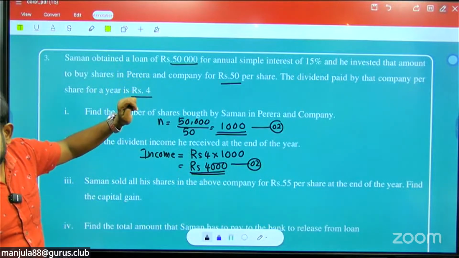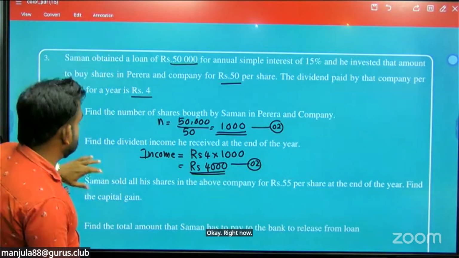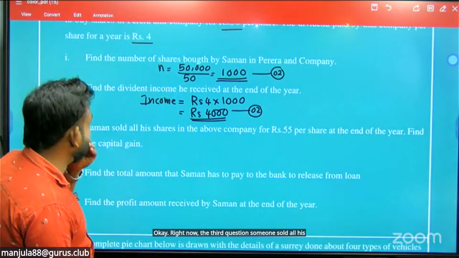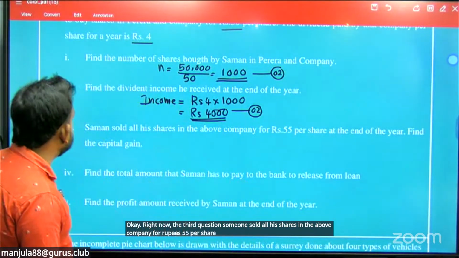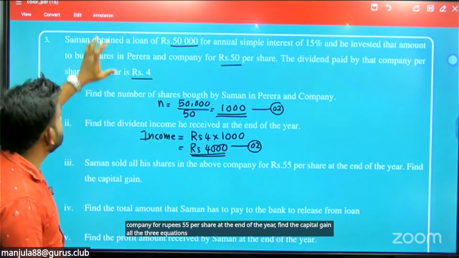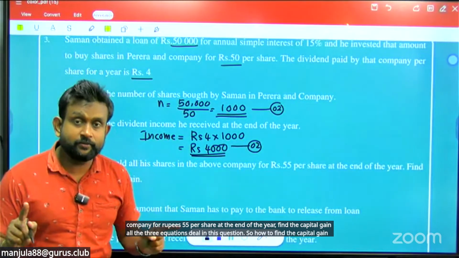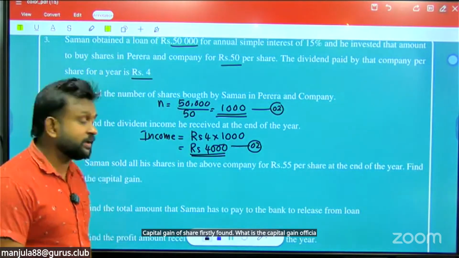Okay. Right. Now, the third question. Someone sold all his shares in the above company for rupees 55 per share at the end of the year. Find the capital gain. All the three equations deal in this question. So how to find the capital gain? The capital gain of a share is firstly found. What is the capital gain of a share? Just the selling price subtracts the buying price.